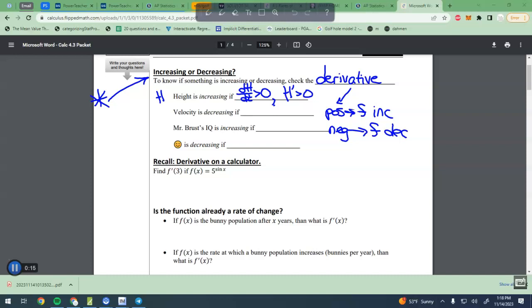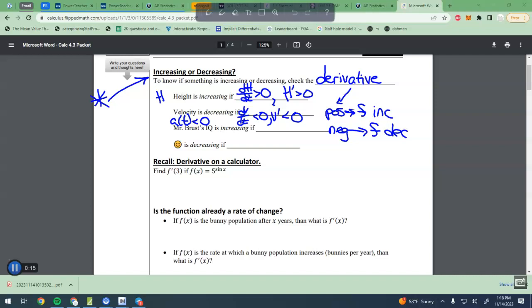So if the derivative is negative, that means you have a negative slope. Negative slope means you're decreasing. So velocity is decreasing if dv/dt is less than 0, you could do v prime is less than 0, or you could say a of t is less than 0, because the derivative of velocity is acceleration. So those are all fine.